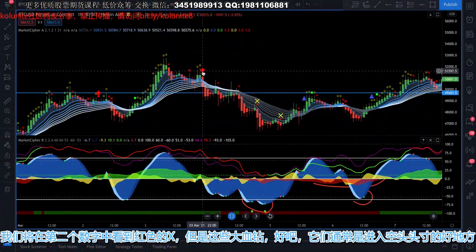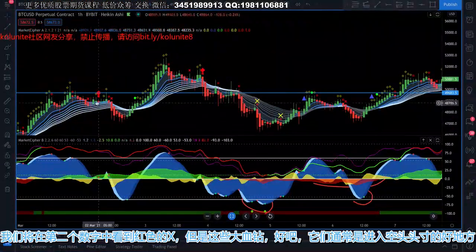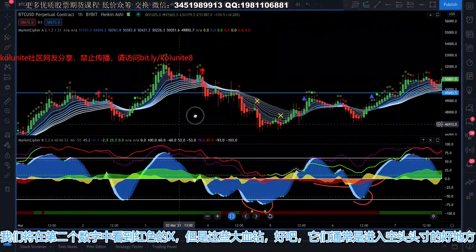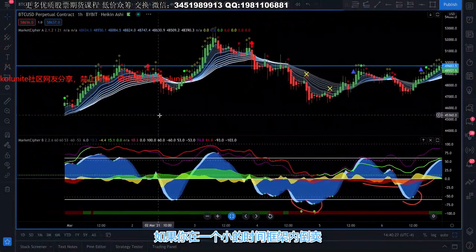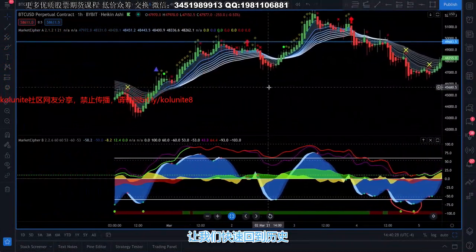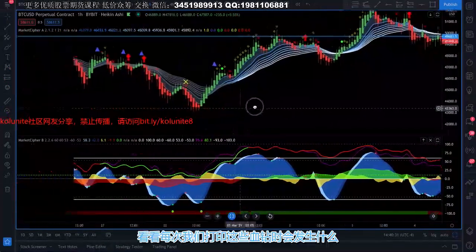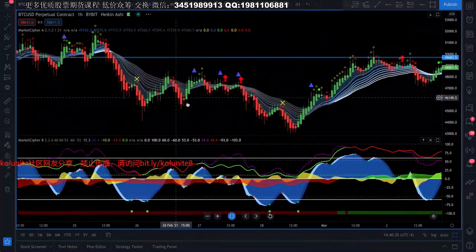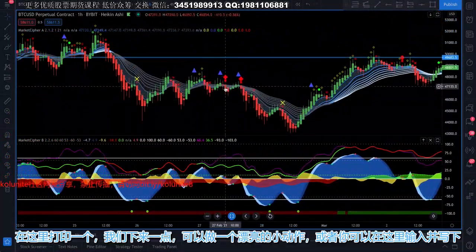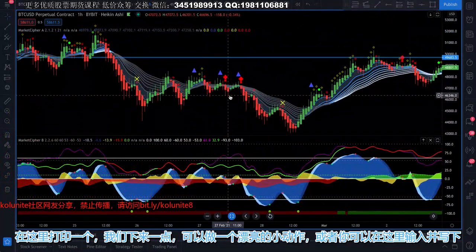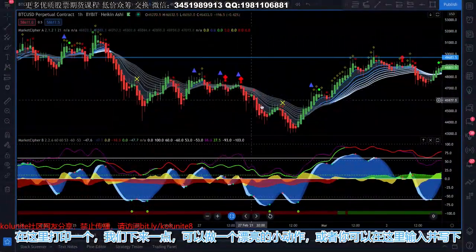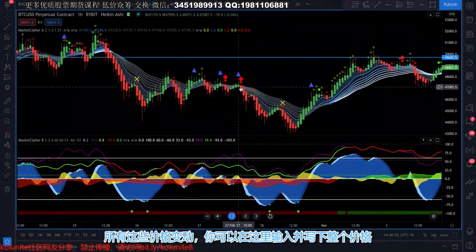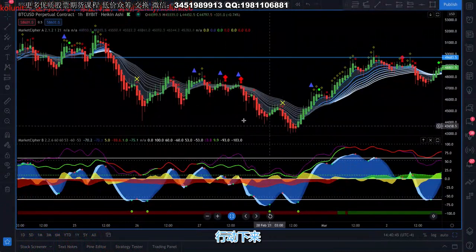But these big blood diamonds are usually a good place to enter a short position if you are scalping on a smaller time frame. Let's just quickly go back in the history and look at what happens pretty much every time we print one of these blood diamonds. Print one right here, we come down a little bit. Could have made a nice little move. Or you could have entered here and ridden all this price action down. You could have entered right here and ridden this whole price action down.